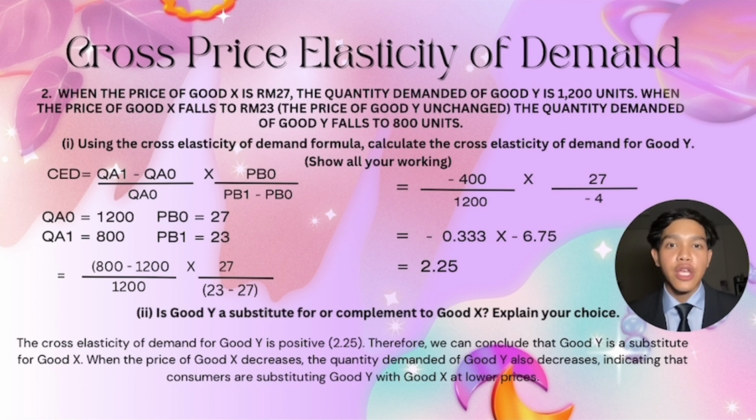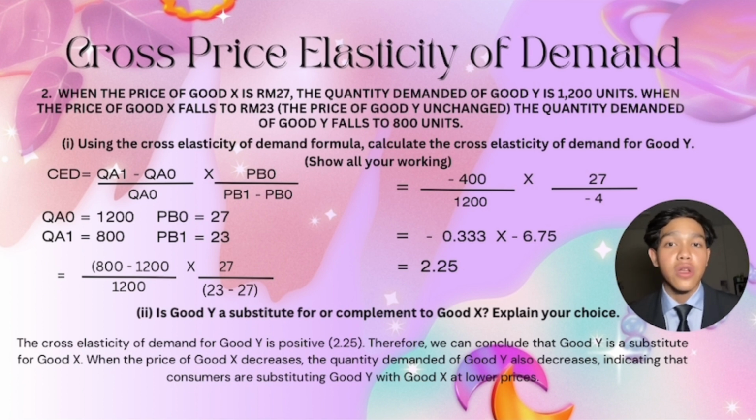First question. Using the cross elasticity of demand formula, calculate the cross elasticity of demand for good Y. We need to know the formula. CED equals (QA1 minus QA0) divided by QA0, times PB0 divided by (PB1 minus PB0). From the question, QA0 is 1,200, QA1 is 800, PB0 is 27 and PB1 is 23. So we get (800 minus 1,200) divided by 1,200, times 27 divided by (23 minus 27).